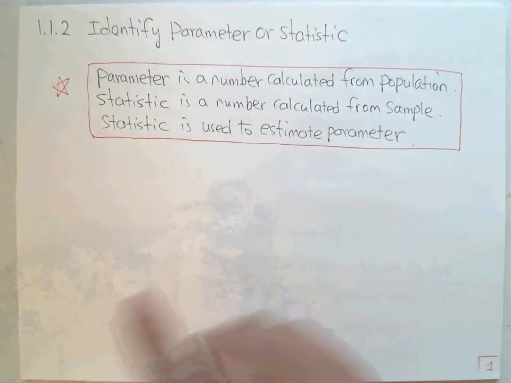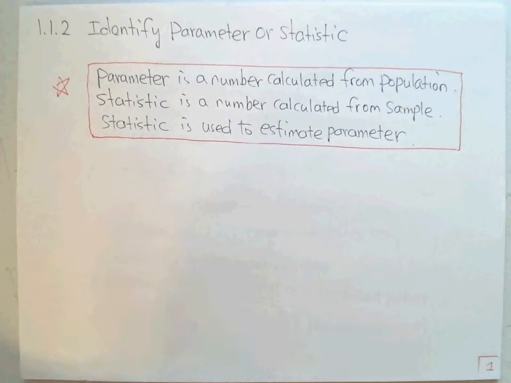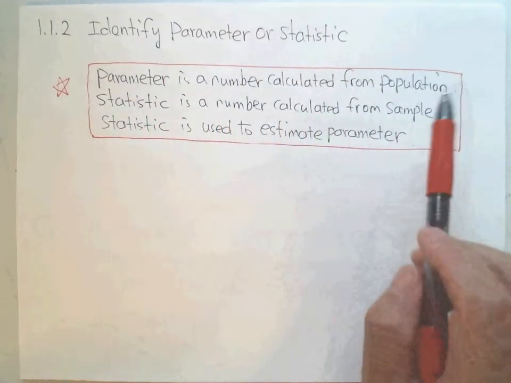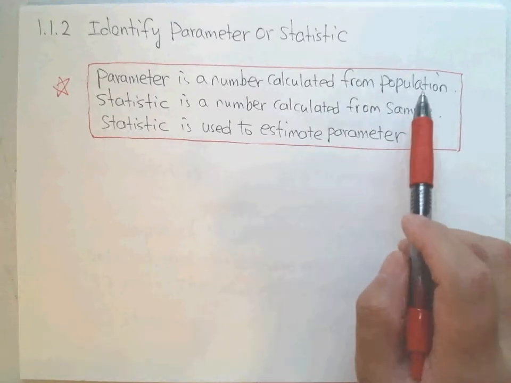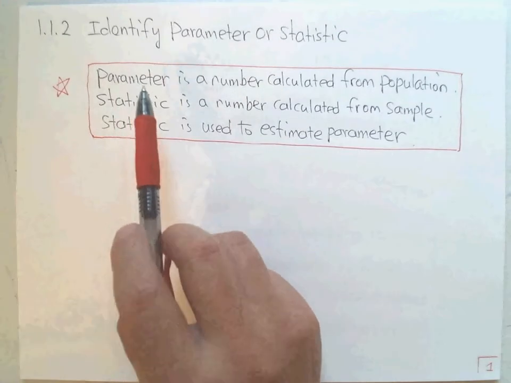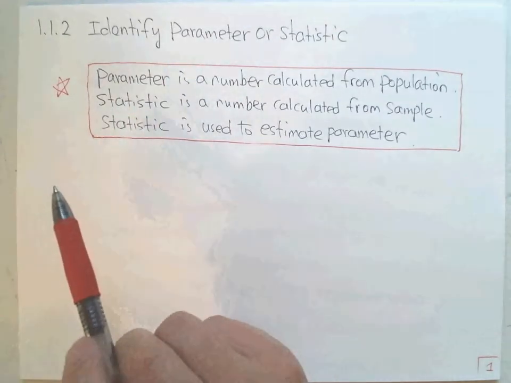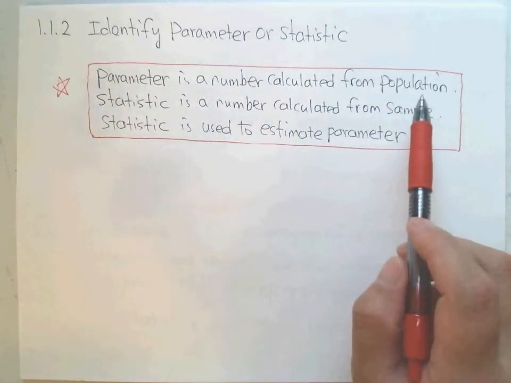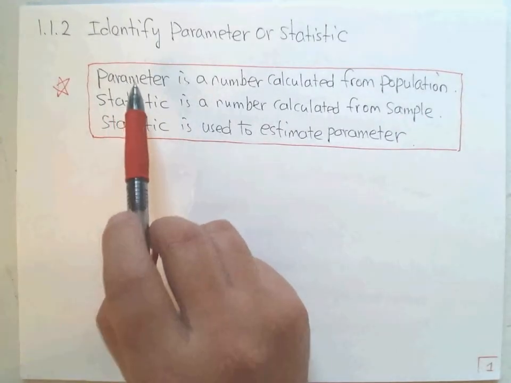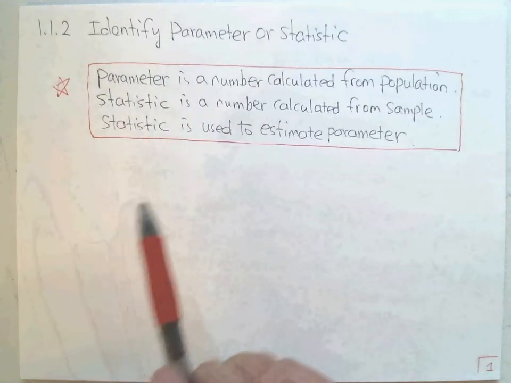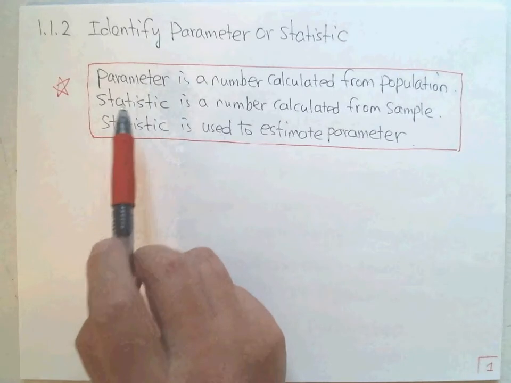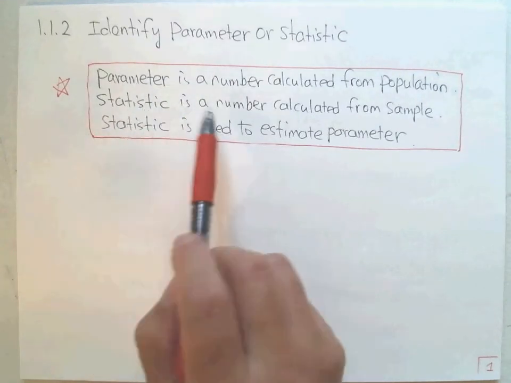So we have the definition. A parameter is a number calculated from a population. Remember, a population is all the data, and from all the data we calculate something, which we call a parameter. Do we have the population, or all the data? No, we don't. That means a parameter is usually unknown. But we do have a sample, right? So from a sample, what do we get? We call it a statistic. A statistic is a number calculated from a sample.